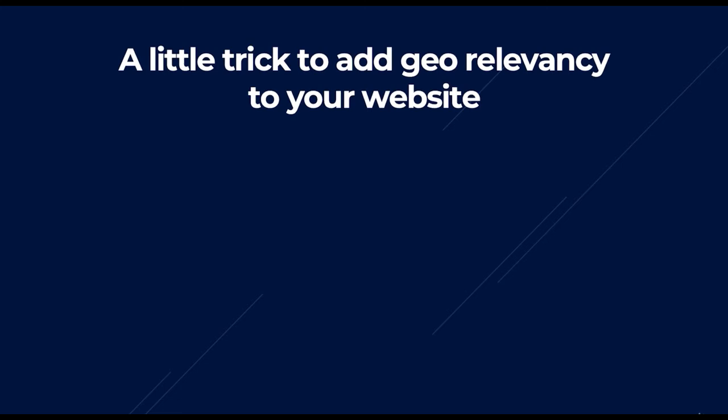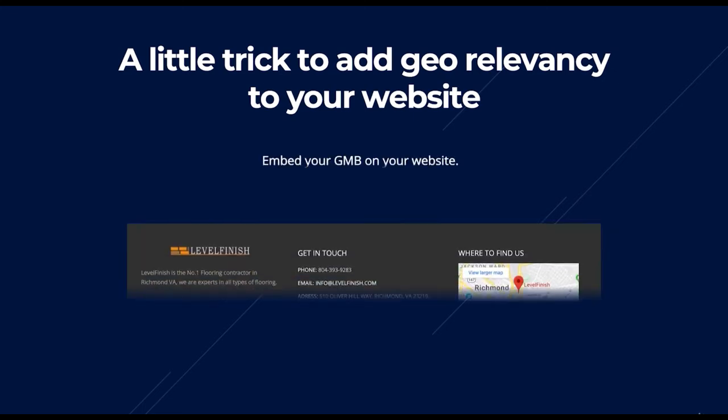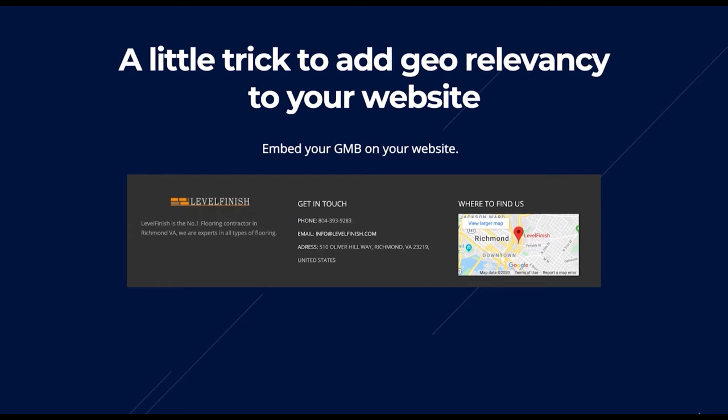Here's a little trick to help add geo-relevancy to your website. As I explained earlier on in the course, adding geo-relevancy to your website is super important. You really need to convince Google you are based where you say you are, as if you don't, you're going to struggle to appear for local search terms in your area. One of the easiest ways, or I should say the smartest ways, to add geo-relevancy is to embed a GMB on your website. So this is super important.